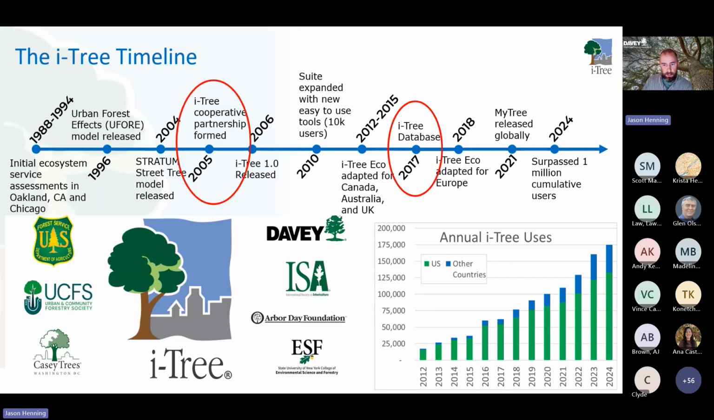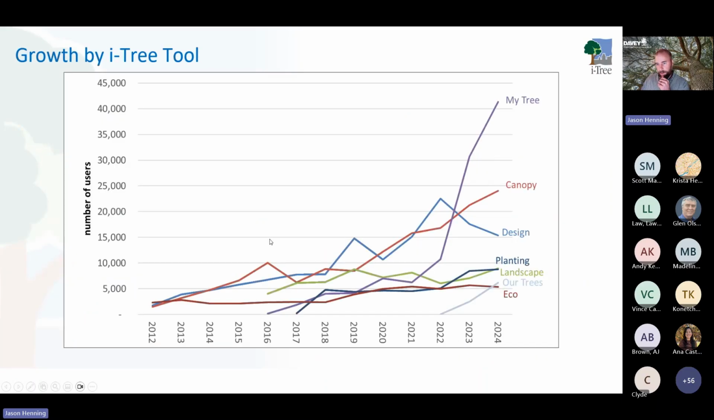If you go into one of our existing tools like iTree Eco, you'll see some of the things I'm going to point out, some of the new science and new data happening in the background as well. And just a little bit more on that perspective, this is a bit of a busy graph, but each one of these lines represents one of our tools and how much use it gets each year.